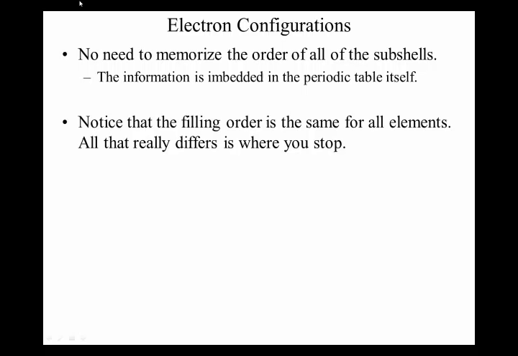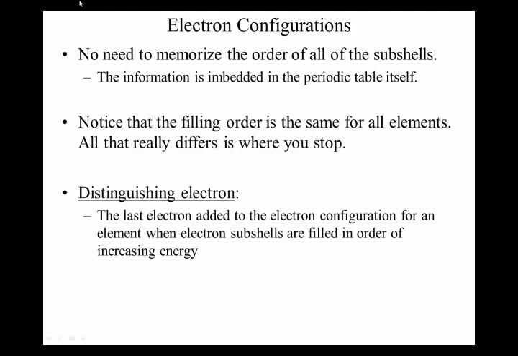I'm going to teach you to look at the periodic table and know how to write the electron configuration, what order to go in. There's a concept called the distinguishing electron. It's kind of an abstract thing, but it's just the last electron added to the electron configuration. The way I think about it is if you look at the electron configuration for, say, oxygen, 1s2, 2s2, 2p4, it's that fourth electron in the 2p. We're talking about where you stop in going up this electron configuration.